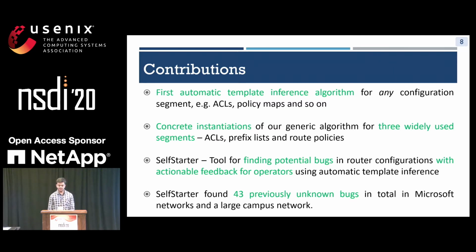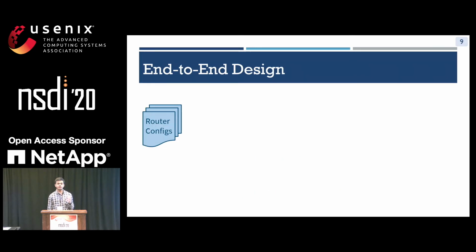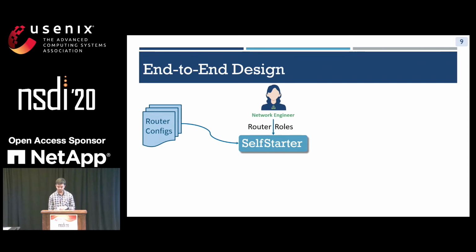Before we go into the details, I will give an overview of the end-to-end design of the SelfStarter. Router configs are the main input to the SelfStarter. Here, we also require the information about the role of each router. We would be able to get this information from the router names itself, or we can take the help of the network engineer. It is to be noted that this is a very minimal amount of information that we require from the network engineer, and in general, the network engineers are very well aware of the router roles in their network. Given this information, SelfStarter first separates the configs for each role.